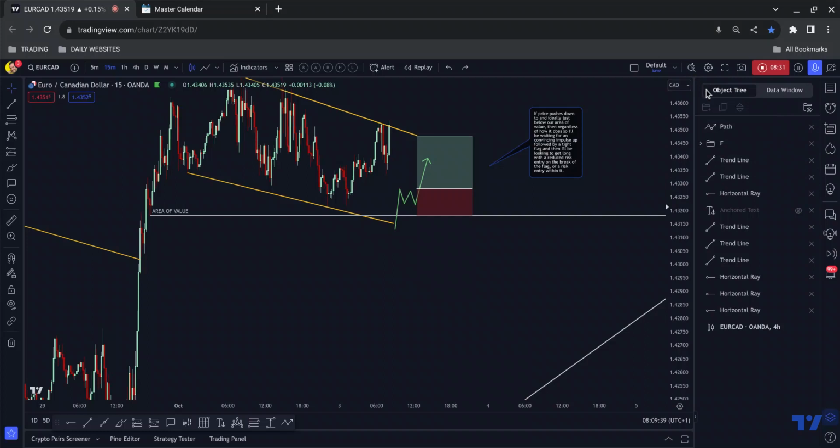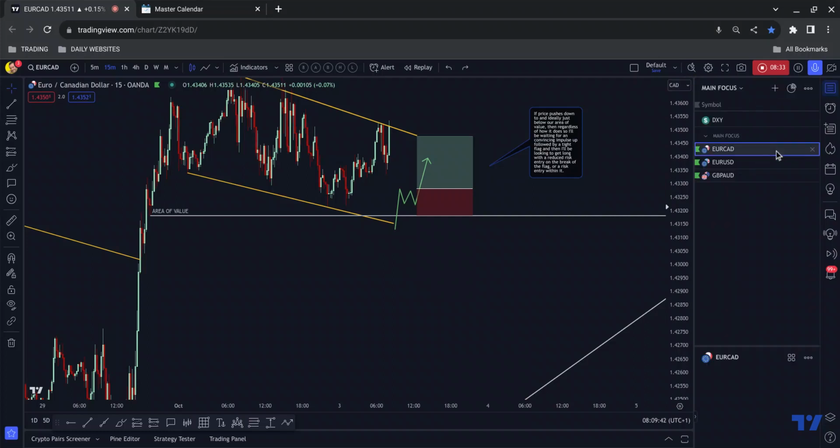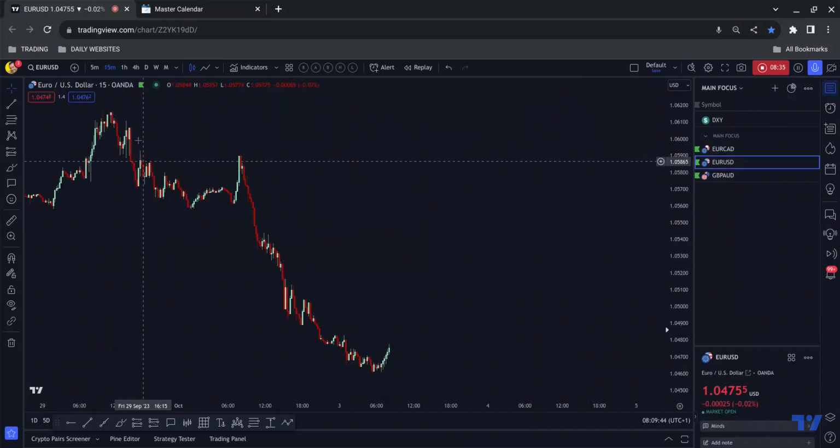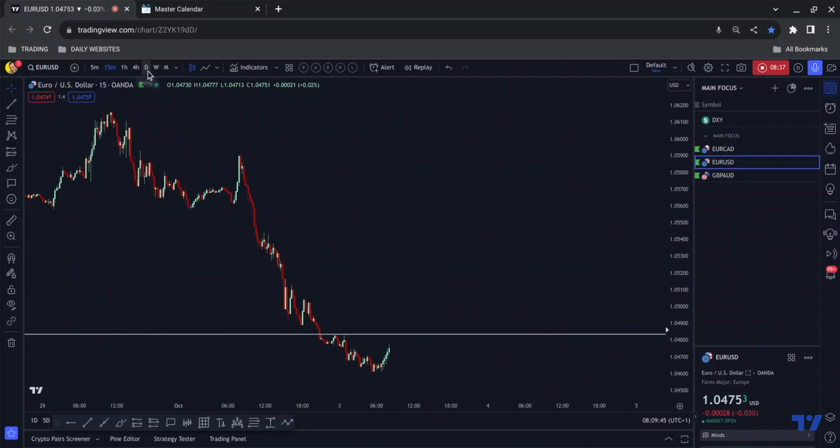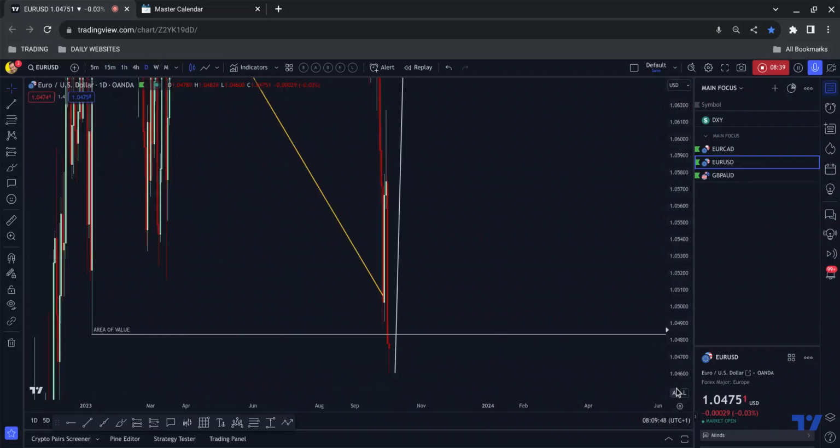So that is nice and simple. That is EURCAD. So, speeding up ever slightly, second on my list is EURUSD.